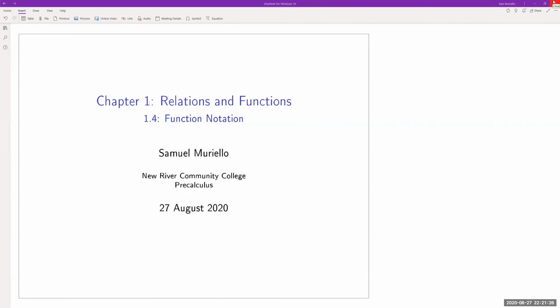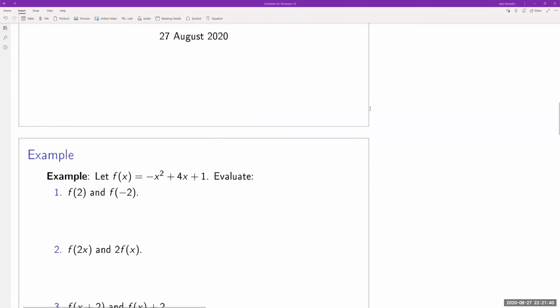Okay, welcome back everyone. Today we're going to continue on with Chapter 1, Relations and Functions. We're going to Section 1.4 on function notation. Function notation is what you're probably used to seeing. Function notation is where we write the input and the output.